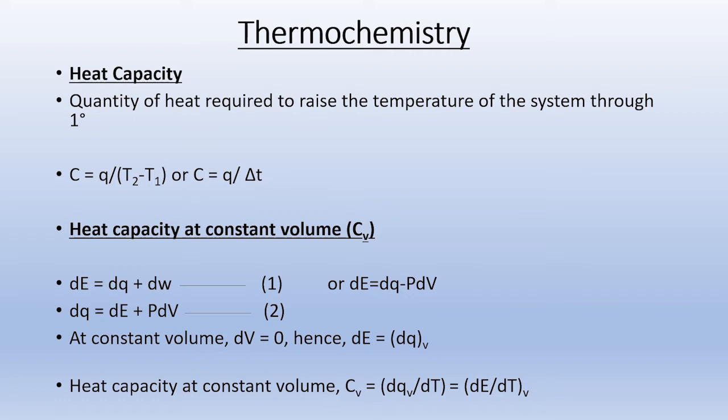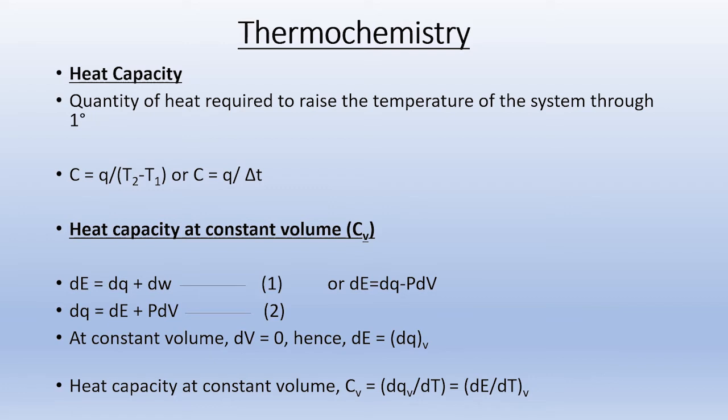So this is the expression for heat capacity, and this heat capacity, just like heat, is also a path function. So we need to specify conditions such as constant volume or constant pressure in order to define the state of the system. Heat capacity has two types: heat capacity at constant volume and that at constant pressure. First of all, let's see heat capacity at constant volume.